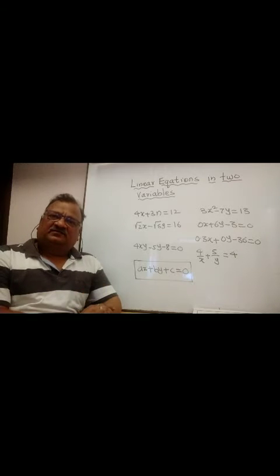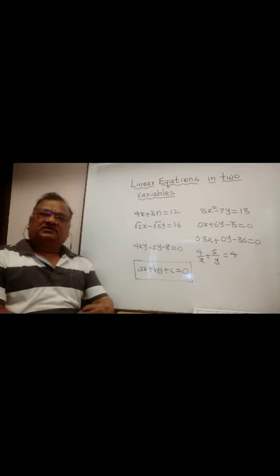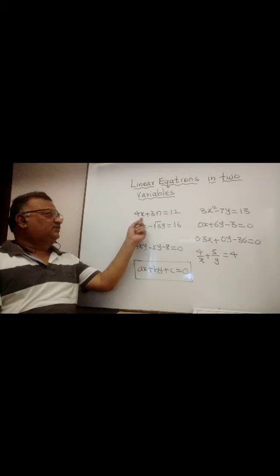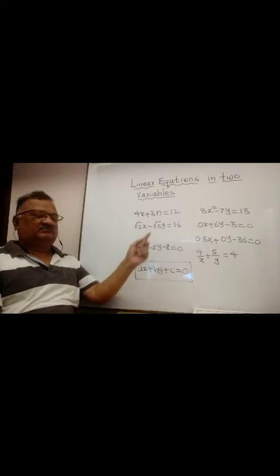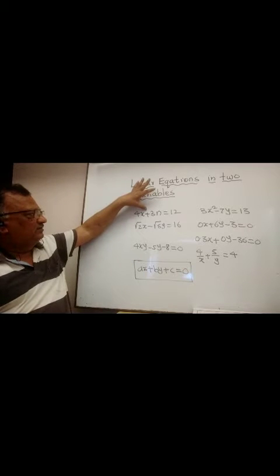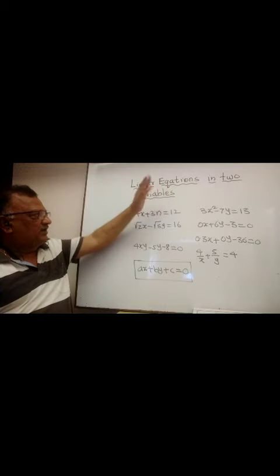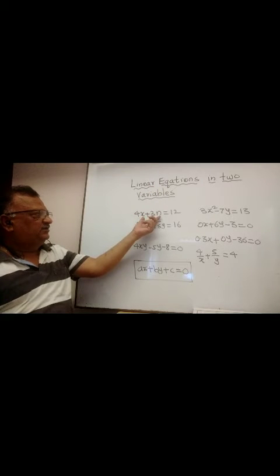I have written some examples on the blackboard. One by one we shall see these examples. The first example is 4x plus 3y is equal to 12. In this example you can see there are two variables x and y. The degree of the variable x is 1 and the degree of the variable y is also equal to 1. And therefore, this is linear equation in two variables.